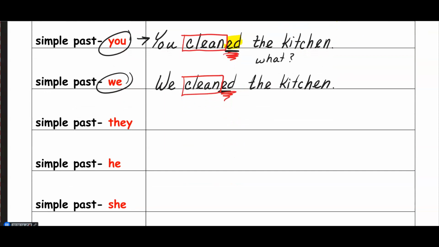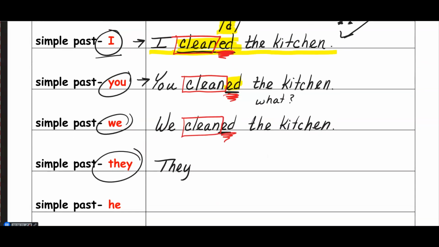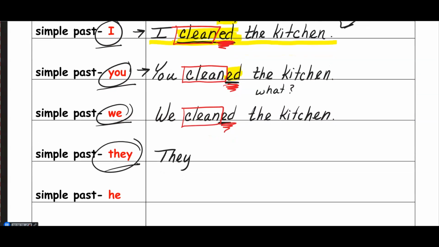Next person, they. I, you, we, they. They what? Clean with the ed. Cleaned. Cleaned. What? The kitchen. What did they clean? They cleaned the kitchen.